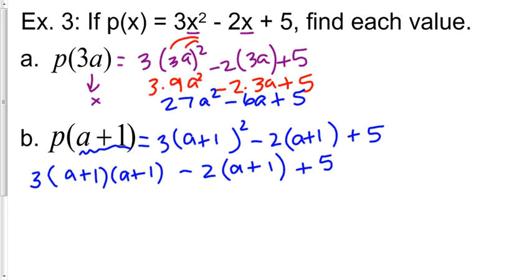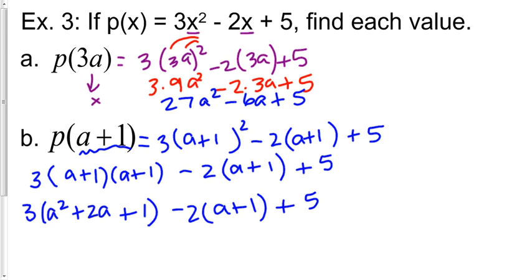Okay, so using FOIL, or you can just think of it as the distributive property, we get, I'll leave that 3 there, we get a squared plus 1a plus 1a, that'll add up to 2a, right? If you take the outside and the inside and add them together, you'll get 2a in the middle. And then last times last, 1 times 1 is 1. So we've got 3 times this trinomial, minus 2 times a plus 1, and then plus 5. We need to simplify all this and see what we get.